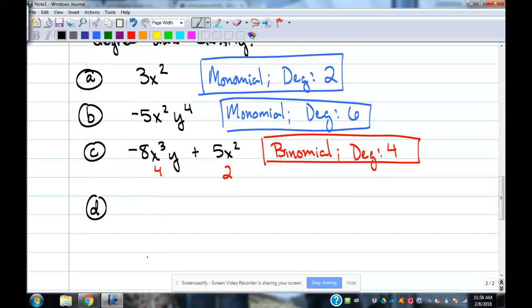Let's say we had 2/3 xy minus 6x cubed plus 5y to the 5th x. Okay. We got, what's going on here, though? It's a fraction, but it's of what? Is there a variable involved with that? No, it's just 2 divided by 3. It's 2/3. It's just a regular number.